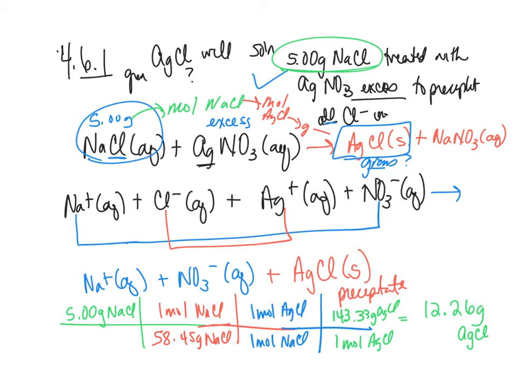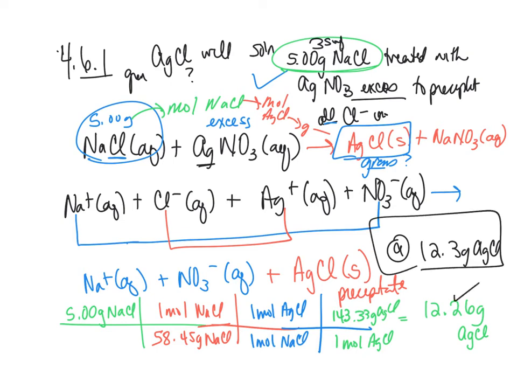And I see the answer, you can check it, A, is 12.3 grams of silver chloride, which we have 3 sig figs in our given. We need 3 sig figs, so that is correct. All right, so that would be a precipitation reaction. Let's go on and do problems 4.64 and 4.65 to show you how to do a neutralization reaction, and then a dilution problem.